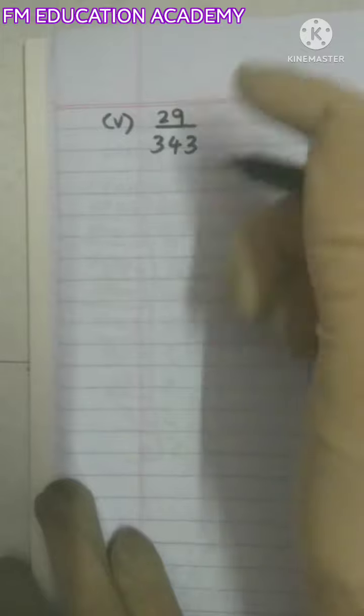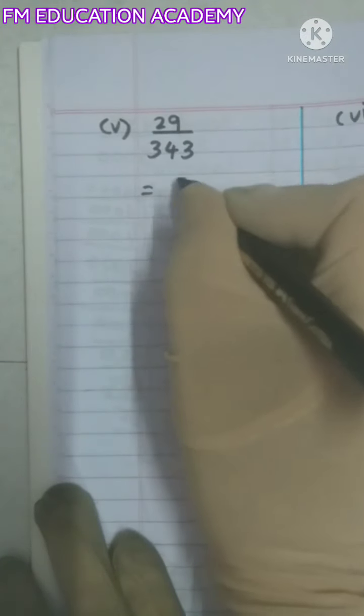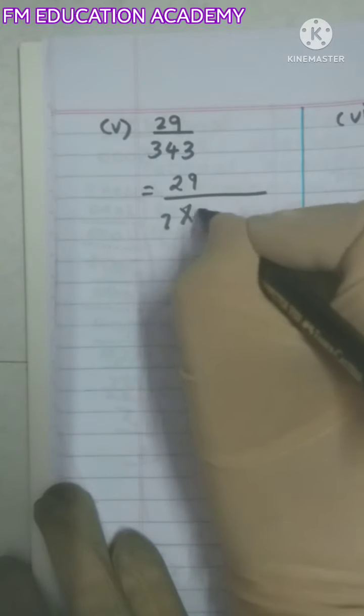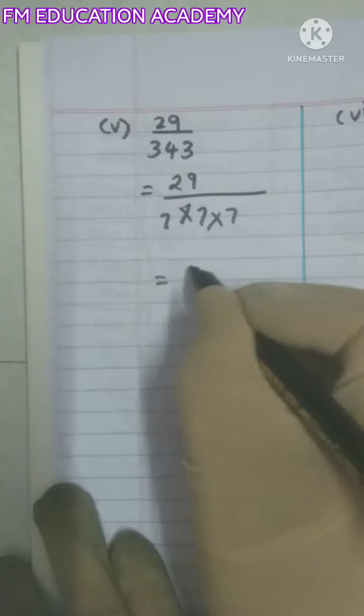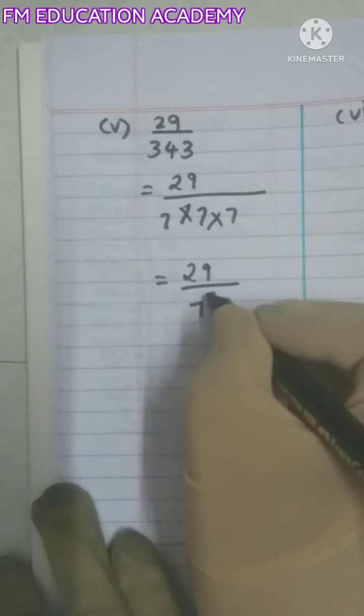Okay, fifth bit, 29 by 343. We know 343 is nothing but 7 cube. I know the prime factorization of 343. It is nothing but 7 into 7 into 7. That is 7 cube. So we can write 343 as 7 cube.